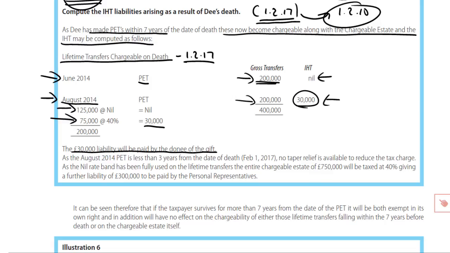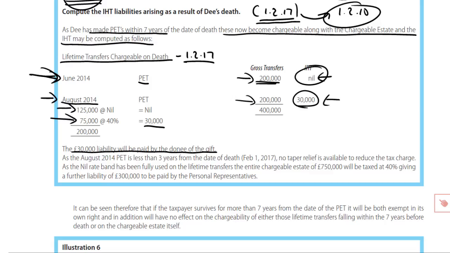But then when the donor dies within 7 years of having made them, the June 14 transfer benefits in full from the nil rate band. So that particular beneficiary, that individual, will pay no tax, irrespective of whether or not the donor dies within 7 years or survives for more than 7 years. There will be no tax to pay.